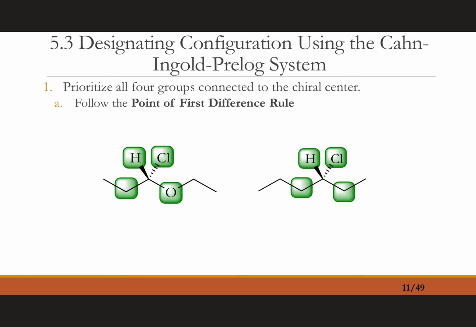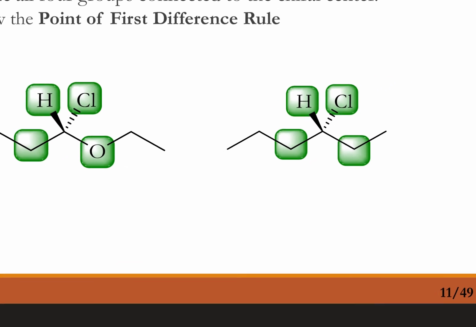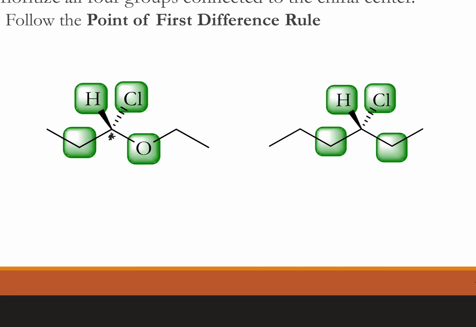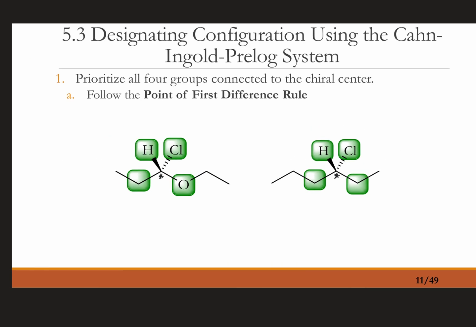Section 3 here is designating configuration using the Cahn-Ingold-Prelog system. All right, so this is how we're going to officially name enantiomers. The first rule is to prioritize all four groups connected to the chiral center. The chiral centers in these two different, although similarly structured molecules are here and here. It says to follow the point of first difference rule. The point of first difference rule states that you pick the atom with the highest atomic weight.